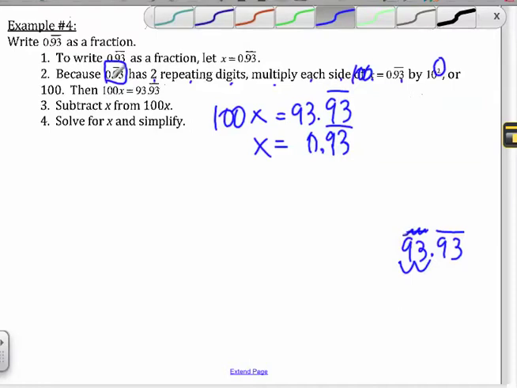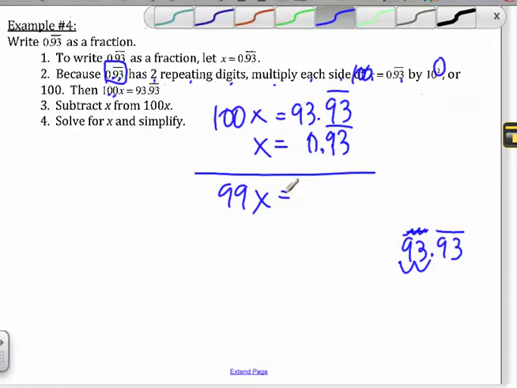They said since we have 2 digits repeating, we multiply by a 1 with 2 zeros, 100, or 10 to the second. I'm going to show you in just a second. Now, the next step says subtract x from 100x. Well, what's 100x minus an x? 100 cars minus 1 car is 99 cars. 100x's minus 1x, Nicholas, is 99 x's. Thank you.